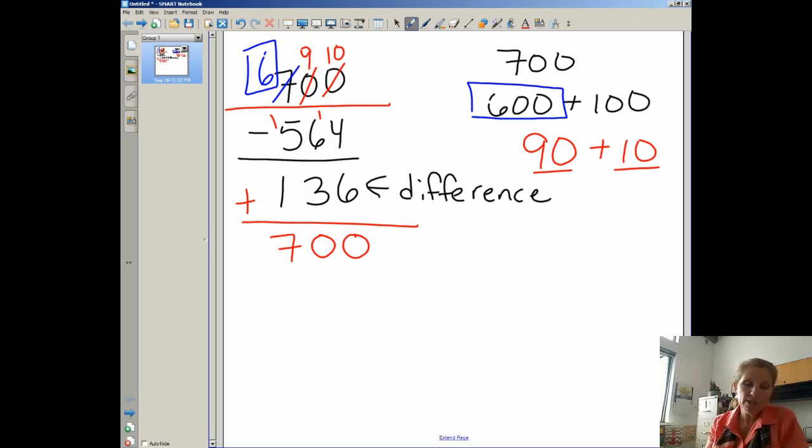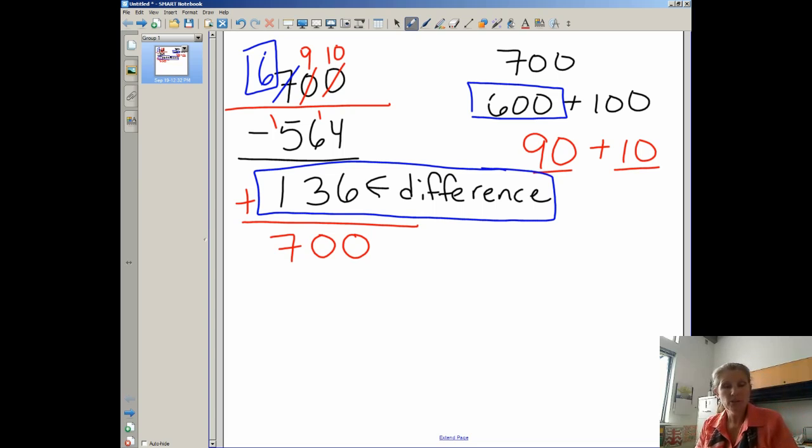Notice that I ended up with 700. 700 was what I started with, so that's my correct difference then, and I'm going to circle that and show that that's the answer to that problem. And borrowing can get a little tricky, so you really have to slow down and think about what you're doing. It's okay to write off to the side like I did.